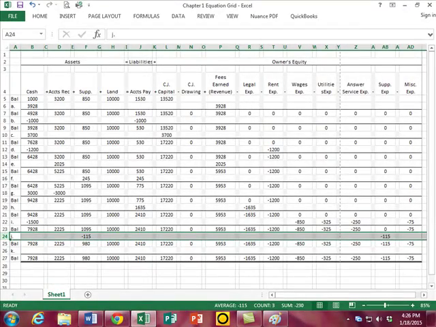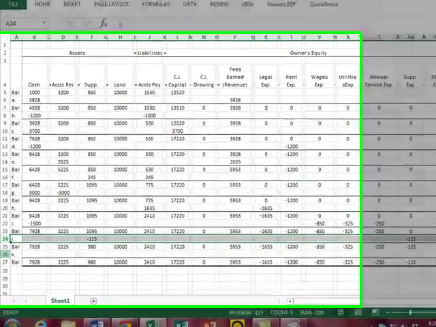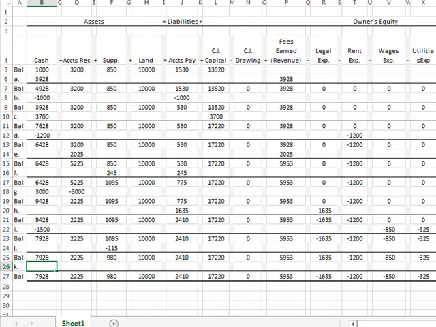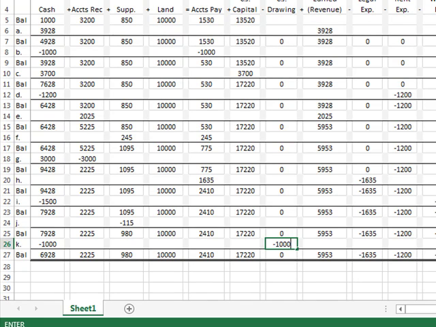Bring down the balances of all the accounts, regardless of whether you used them or not. And then we're going to record the last transaction, transaction K. Jameson withdrew $1,000 in cash from the business for personal use. Well, we know that he took $1,000 out, so we are going to reduce the cash account by $1,000. And when the owner takes money out of the business, we're going to apply this to the drawing account. So we're going to put a negative $1,000 here.